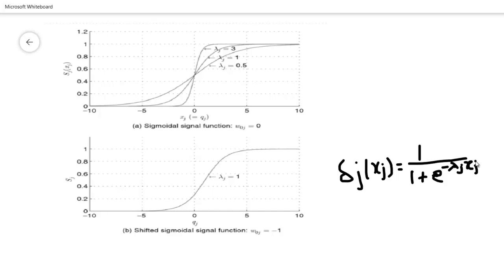Next, this sigmoidal signal function has two main mathematical properties: the first one is monotonicity and the second is continuity. Monotonicity means that the function y either always increases or always decreases as x increases. Continuity means there are no breaks in the function.